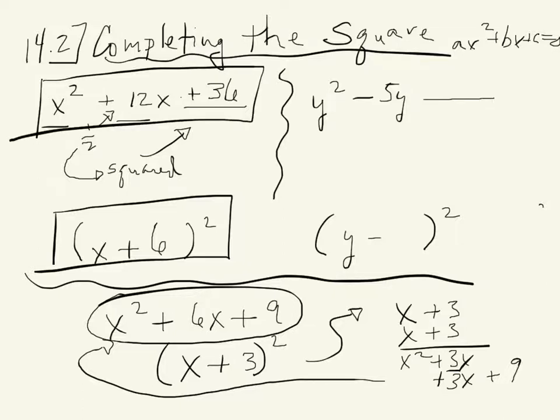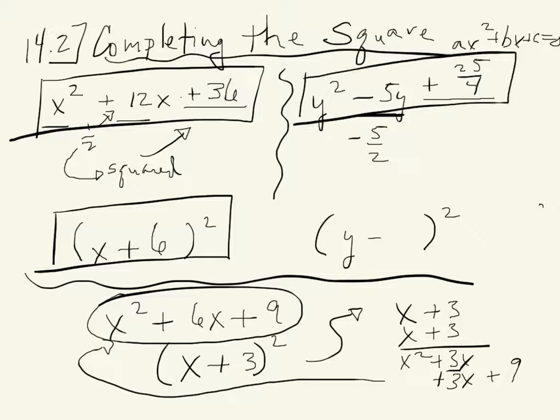So look over here. This one is a little different. What's half of negative 5? Half of negative 5 is negative 5 halves. That squared is positive, because negative times negative, 25 fourths. You might go, oh, geez, that's crappy, but it doesn't matter. It can have a funky little fraction. So this is completing the square, and if we wanted to factor it, this would be y minus 5 halves squared. There it is factored.